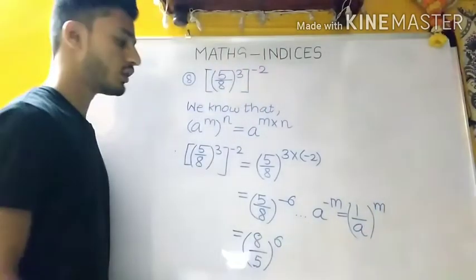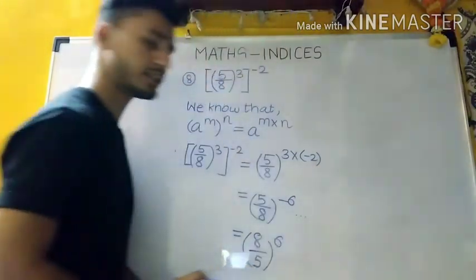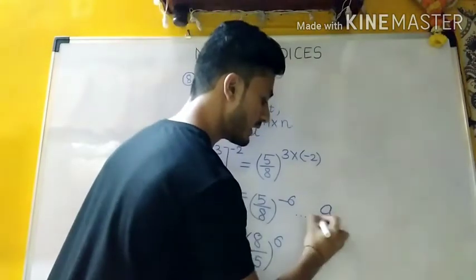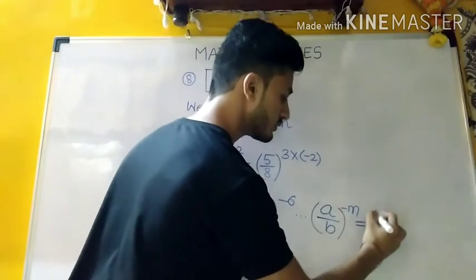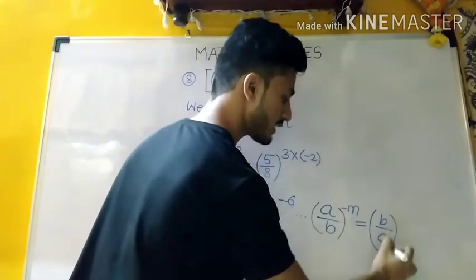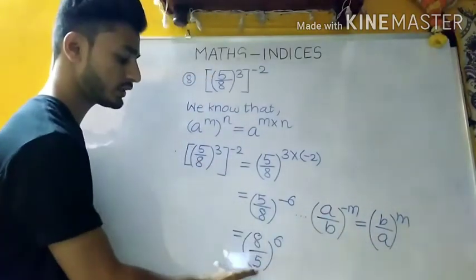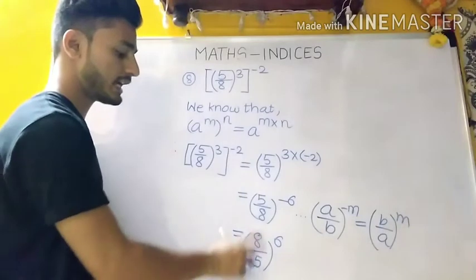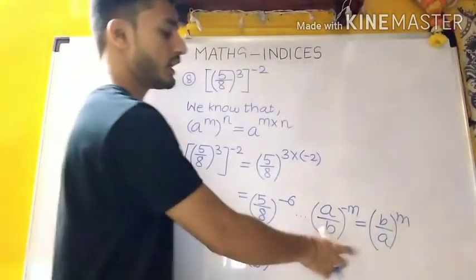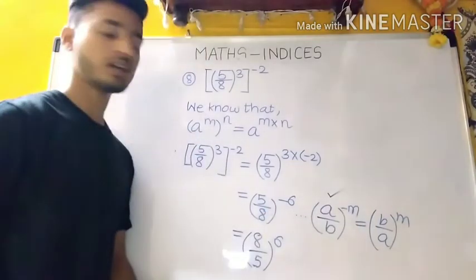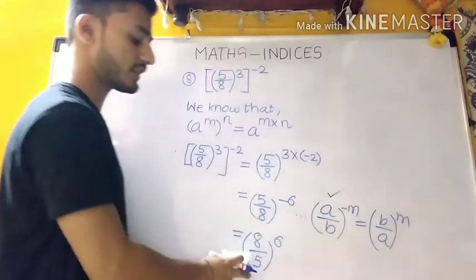Okay, or if it is in the form of denominator, I can write like that also. A upon b raised to the power minus m is equal to b upon a raised to the power m. So by using this formula, we converted it into the final answer, that is 8 upon 5 raised to the power 6. The negative is converted into positive with the help of this formula. So you can use the previous formula or this formula for solving this question.